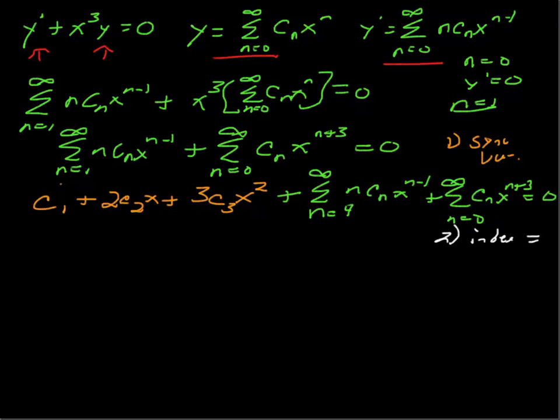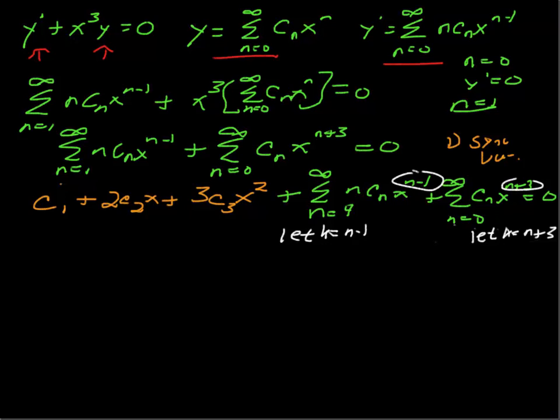Okay, so in order to do that, we just let k equal the powers, because if the x's are aligned, and if you let k equal the powers, then that will make the indices equal. So we're going to let k equal n minus 1 for this one. And then we're going to let k equal n plus 3 for this one.